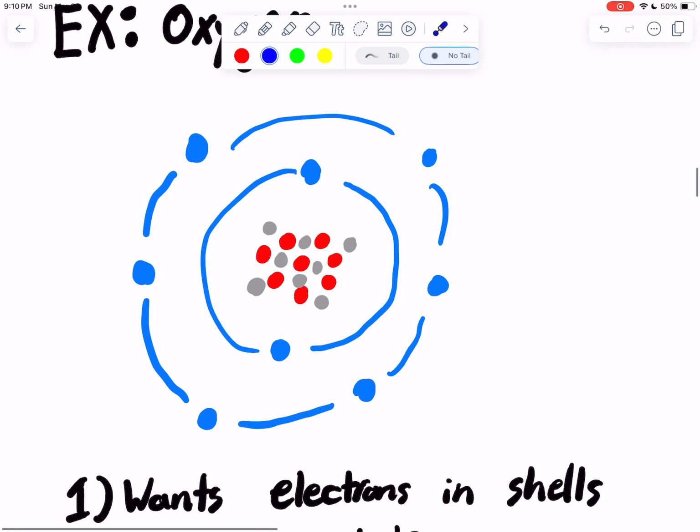I'd also like to mention how the whole atom stays together. The reason why electrons orbit around the protons is because of this electromagnetic force that keeps the electrons and the protons attracted to each other.